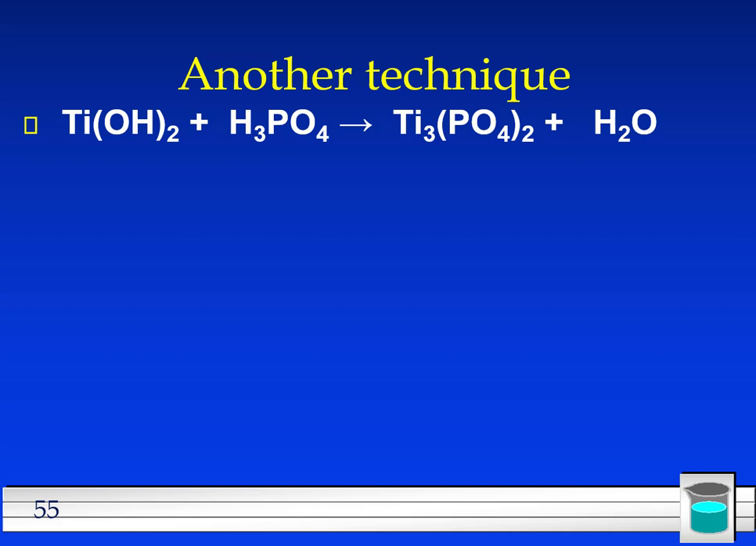Could you imagine counting oxygens here? Titanium(IV) hydroxide and phosphoric acid make titanium(IV) phosphate and water. And oxygen shows up everywhere. But we're not going to count oxygens. Or are we? Well, we can get away with it if we do one little trick. And that's write water as hydrogen hydroxide.